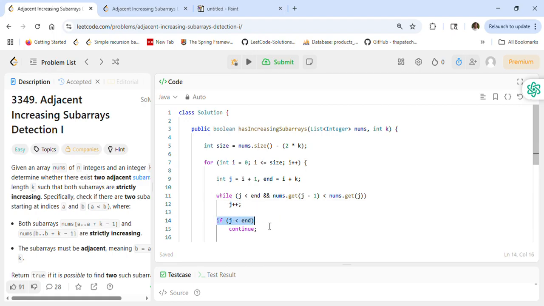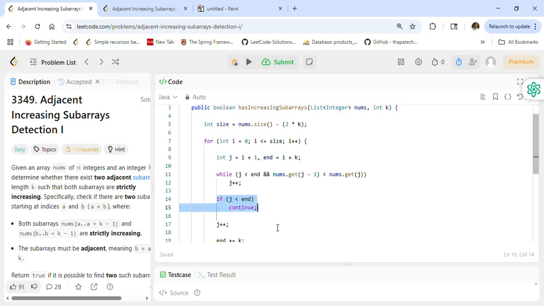Here you will check if j is less than end, it means that your array is not strictly increasing, then you will just continue in the for loop. This is important. Your first sub array that you are looking at, if it is not strictly increasing, you don't want to check for the second one, correct? So you will continue in the for loop. Okay, so this is the first sub array we are checking if it is strictly increasing.